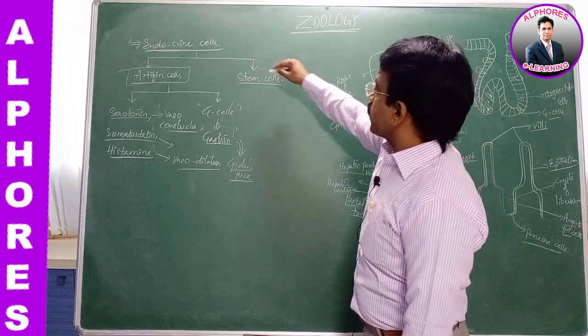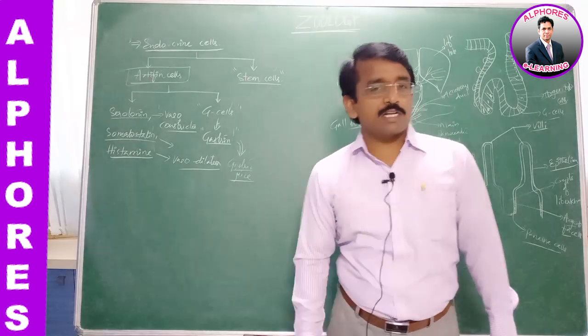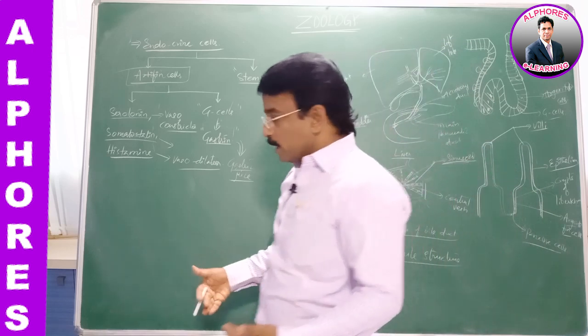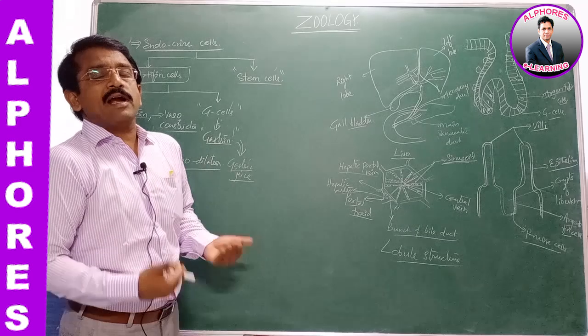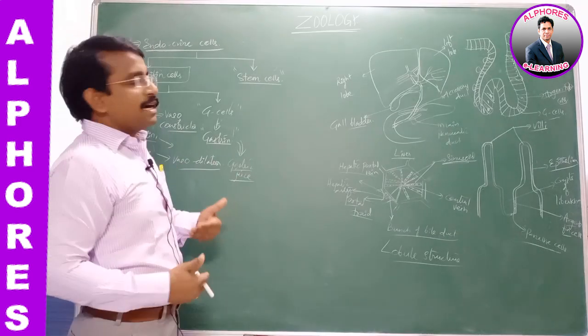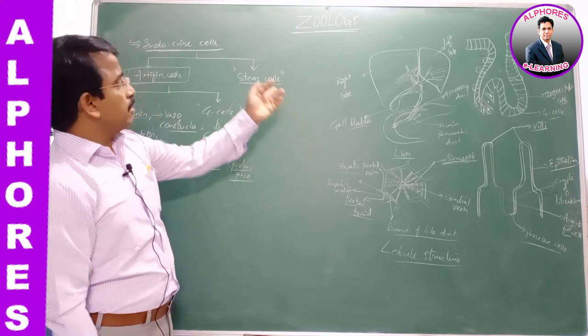And the next one is the stem cells. Stem cells are undifferentiated cells. They multiply and form the cells that are damaged, which means it is a kind of regeneration. Whatever cells are damaged are replaced.